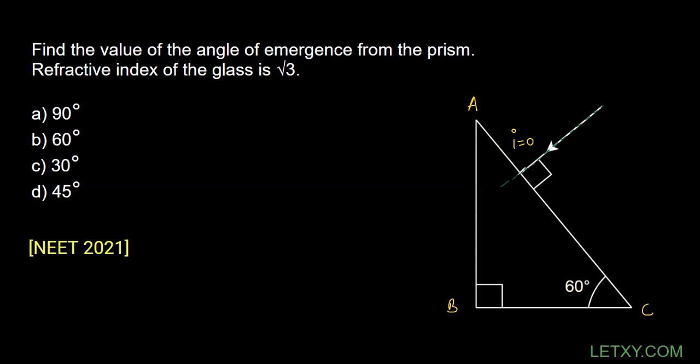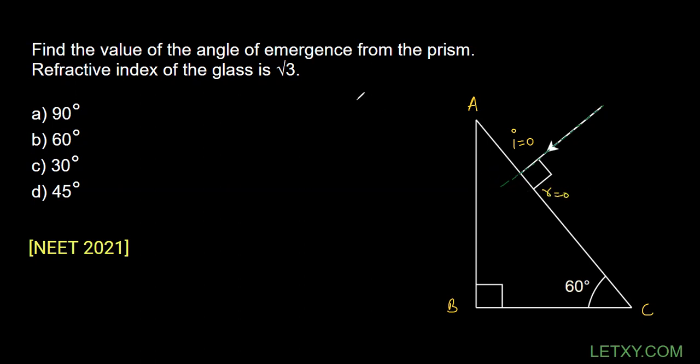And let's talk about the angle of refraction. We know when the angle of incidence is 0 degrees, the angle of refraction must be equal to 0 degrees, because I have already taught you that whenever a ray falls normally on any face of the prism, it will not suffer any refraction at all. So if i equals 0 at the interface AC, r must be equal to 0. This should be clear to you, right? So let me also write that i equals 0 here, so r equals 0 also.